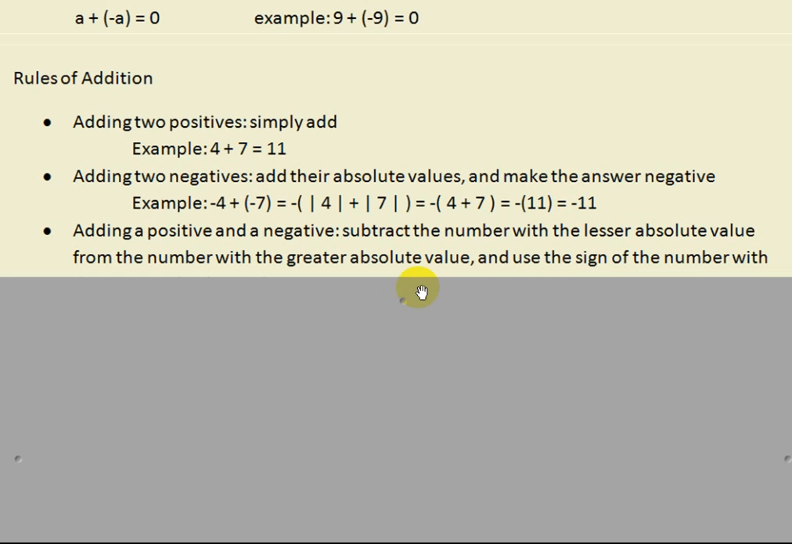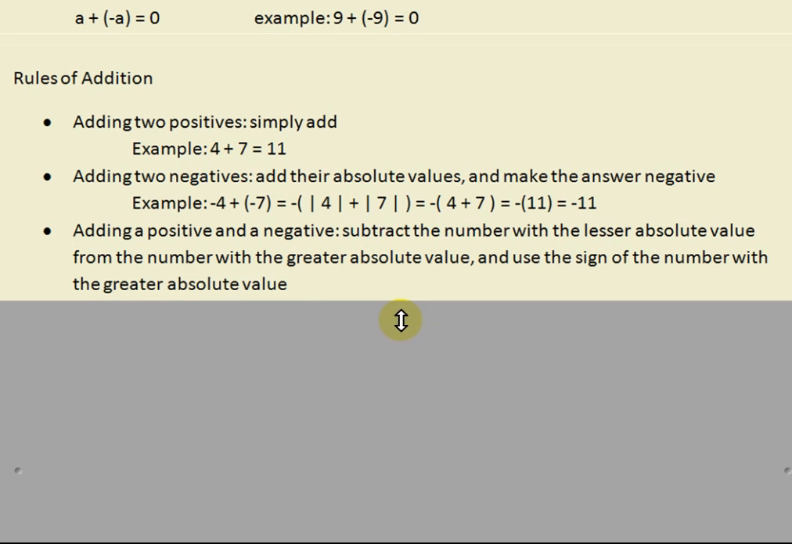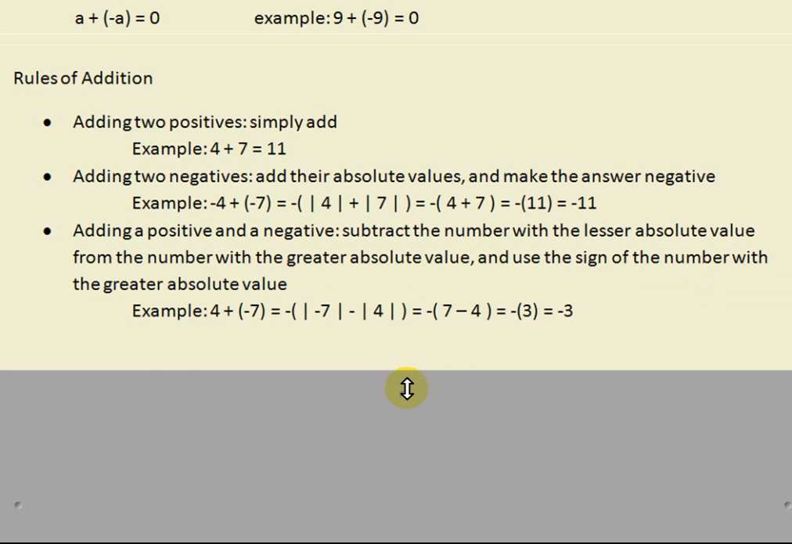The part that tends to trip people up more is when you have a sum of each. So adding a positive and a negative, we can subtract the number with the lesser absolute value from the number with the greater absolute value, and then we use the sign of the number that has the greater absolute value. So let's look at an example there. Here we have 4 plus negative 7.